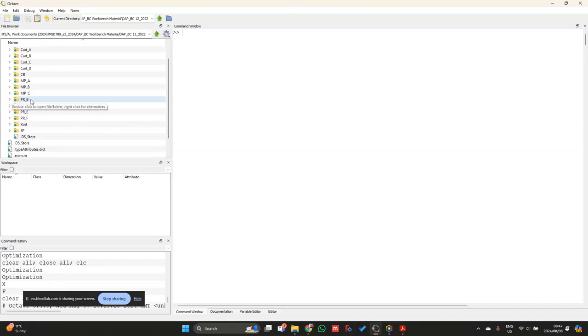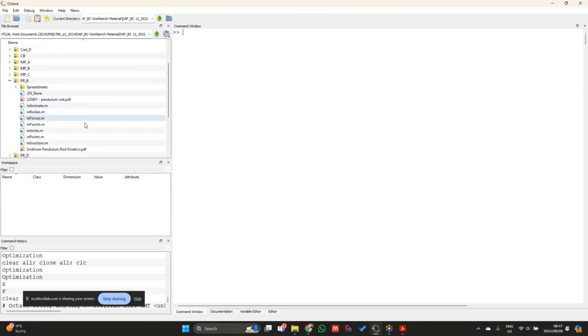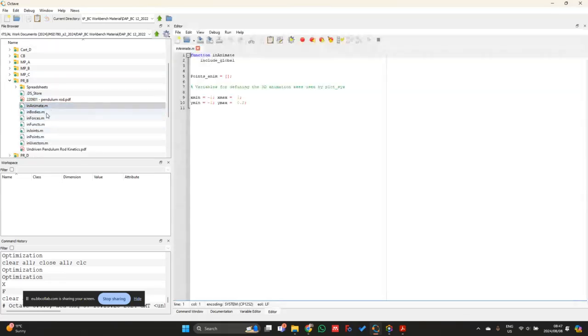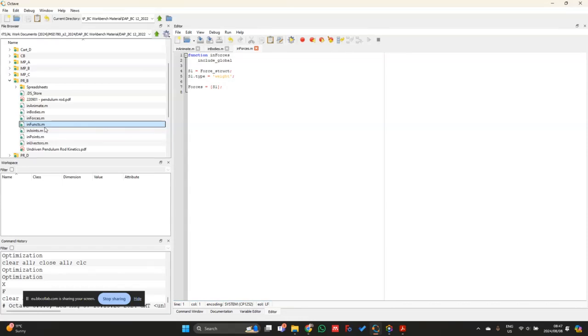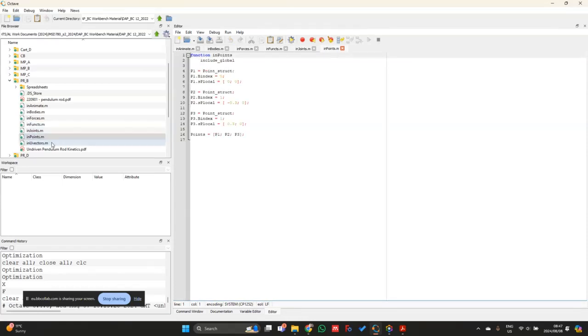Okay, and then I have this PRB over here. So this is the pendulum rod that is undriven. And I'm just going to open up all of the input files so then we can head through that.